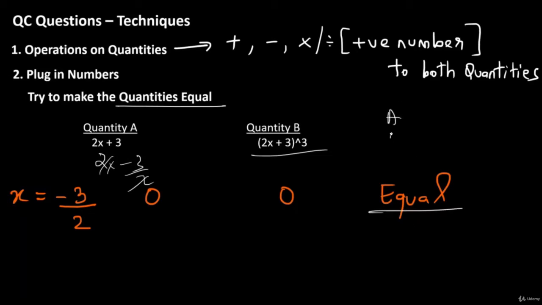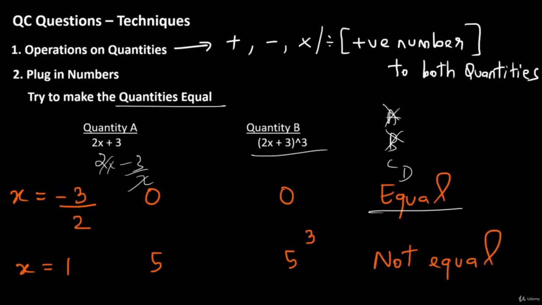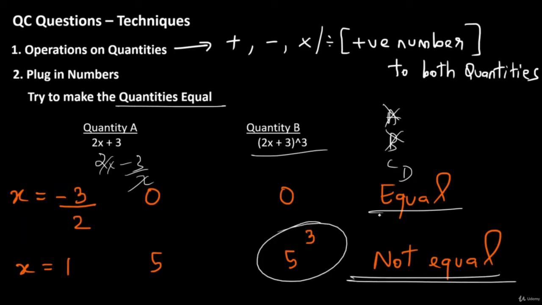Now clearly, among options A, B, C and D, you are getting A and B out of the question. Now you are just left with two more options. Now try to plug in any other value. Let's say x is equal to 1. In that case, quantity A is 2 plus 3 which is 5 and quantity B is 5 to the power 3. And these are not equal, right? Don't waste time to calculate this. These are just not equal. So in one case you have both of the quantities equal, and in another case you have them not equal. Therefore the correct answer to this question is option D. Let's do a few more practice questions with this approach.